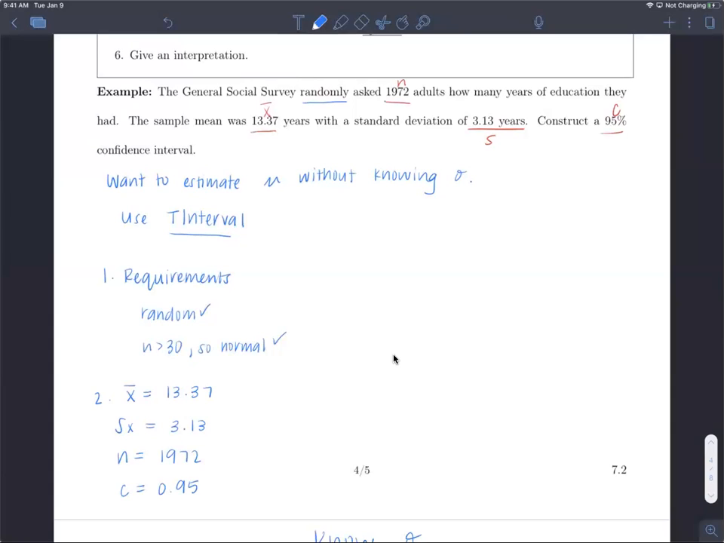Okay, so yeah, that's all you need to give it. And so once you put those things in, step 3 would be to put those all into T interval. So when you do that, 13.37, 3.13, 1972, 0.95, calculate. You should be getting something like 13.232, comma 13.508. Is everybody getting that when you use T interval?